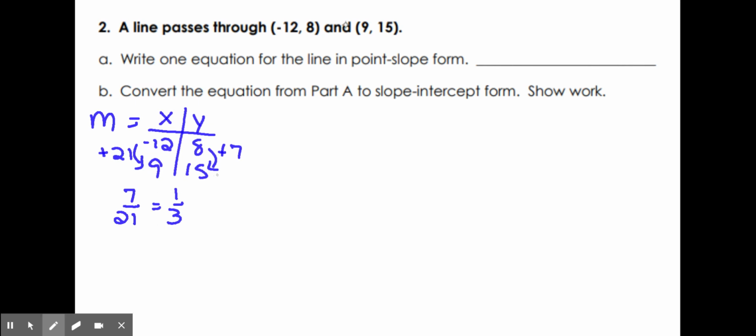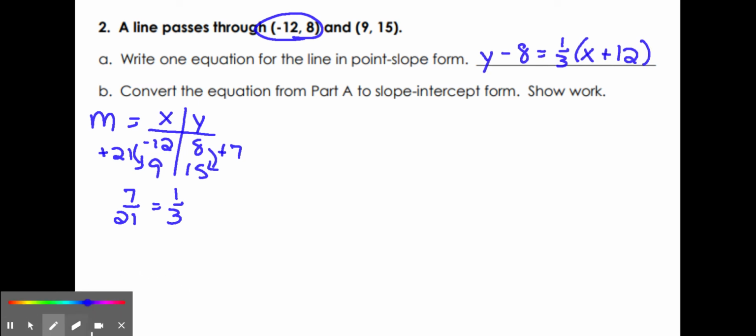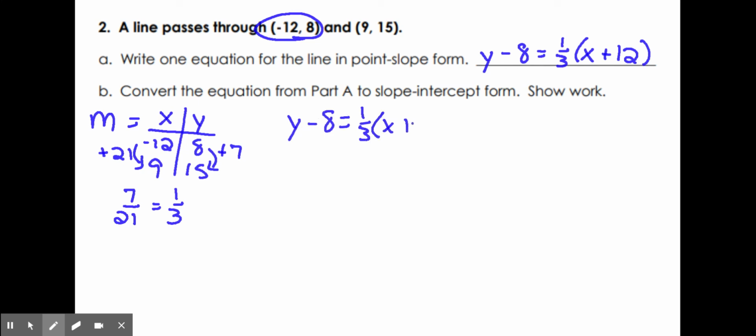So if the slope is 1/3, I want you to use the first point, and I want you to write the equation of this line in point slope form. You should have gotten y minus 8, y1 is 8, equals 1/3, that's m, times x plus 12. X minus a -12 would become x plus 12. Now, let's take that equation. Let's do y minus 8 equals 1/3 times x plus 12. And now I want you to convert that to slope-intercept form. Change this equation to slope-intercept form.